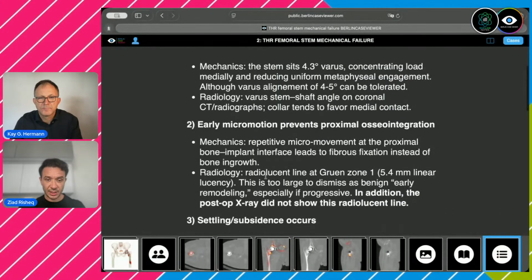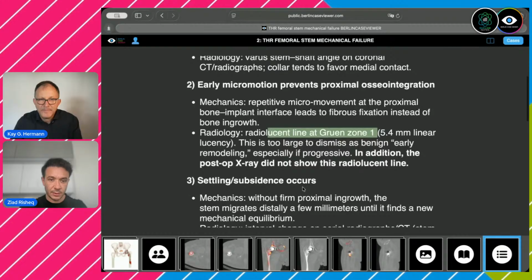So radiologically, what you see is a radiolucent line around the fixation zone. In this case, we have a radiolucent line around zone 1. It was 5.4 millimeter. This is very large. If it's more than 2 millimeter, usually this is pathologic. 5.4, this is extremely large, okay? So you can't dismiss this. Too large to dismiss as early remodeling.